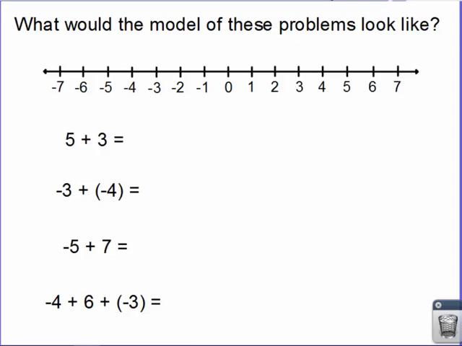Well, what if I have 3 numbers? Same thing. We start at 0. This one says go left 4. So I go left 4. And then it says I'm going to go right 6. And then it says I'm going to go left 3. Where did I end up at? I ended up at -1, which is the answer.